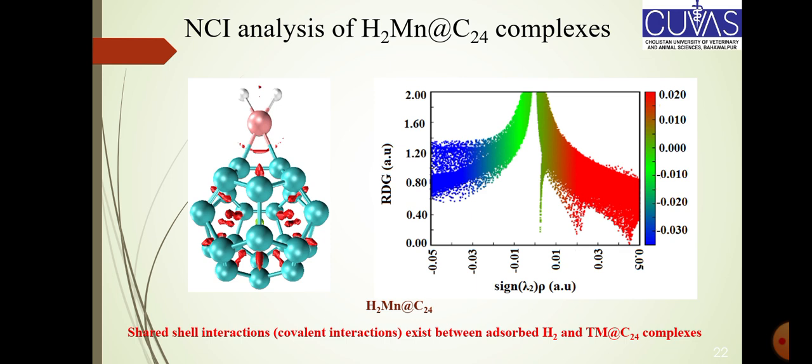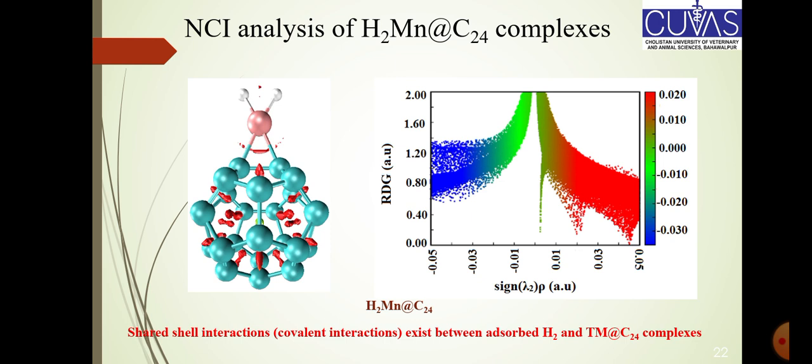To visualize and differentiate between the shared shell and closed shell interactions, non-covalent interaction analysis is performed. NCI analysis consists of two descriptors: the reduced density gradient and the product of the density and the second eigenvalue of the Laplacian. The type of interaction depends on the sign and value of lambda 2. If lambda 2 is large and negative, this indicates electrostatic interaction. If lambda 2 is negative and close to 0, interactions are van der Waals in nature.